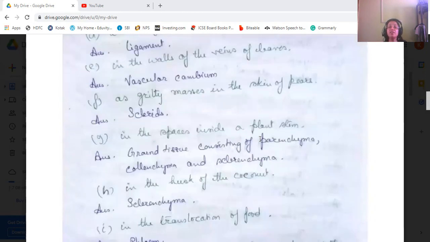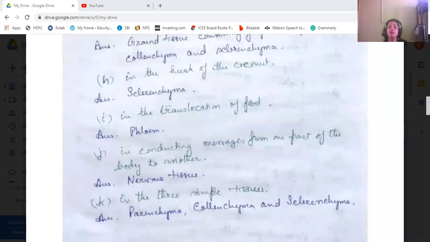Okay. Next is the tissue which is found in the spaces between a plant stem. That is ground tissue, which consists of all the tissues, that is parenchyma, collenchyma, and sclerenchyma tissues. Then what kind of tissue is found in the husk of the coconut, the dead cells? We know the husk is the dead cells of the coconut. So what is that? It is the sclerenchyma tissue.